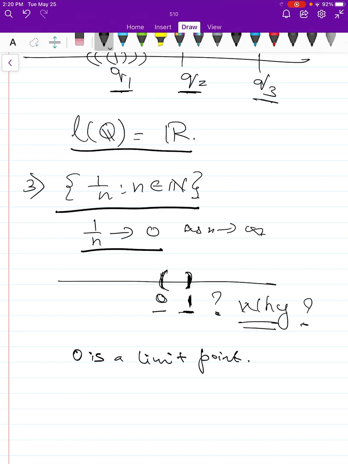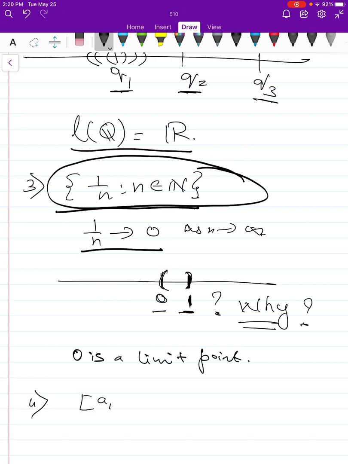So you should think of an open interval containing 1 but not containing any other points of this form apart from 1. So what about a closed interval?